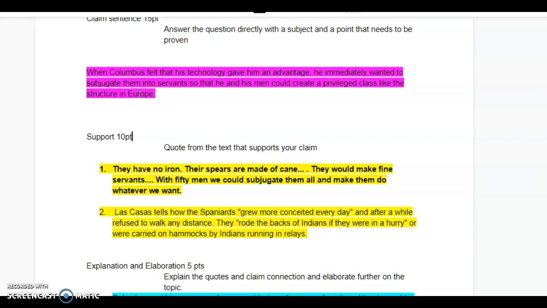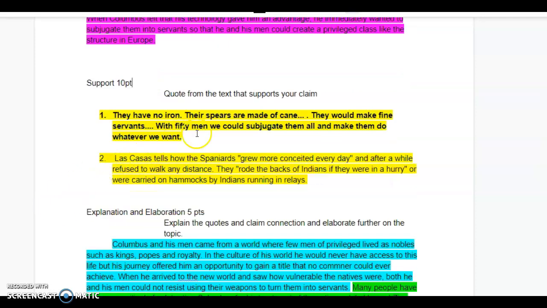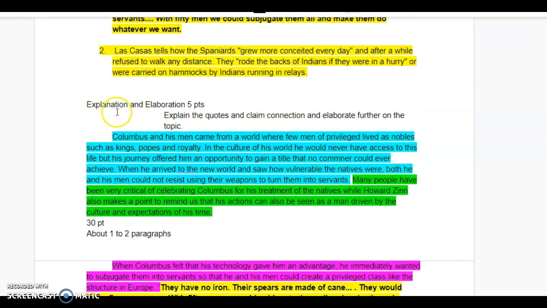This is a point of his experience and the actions of that coming from there. So the support that I have from the text, that first paragraph, we have Christopher Columbus's own words, and then later on we have Las Casas talk about how they grew conceited every day. And here is my explanation and elaboration. My explanation is going to be in blue, and my elaboration is in green.